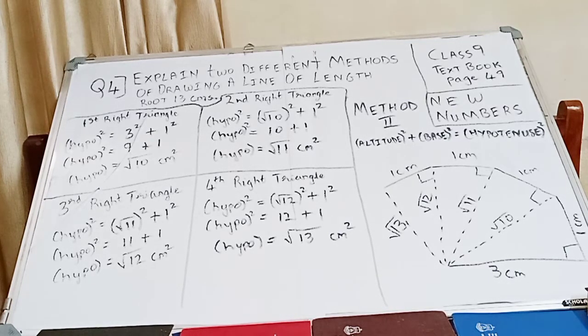Firstly we had drawn how we can draw root 13 centimeter. Now we will be taking the second method. Second method is split into four triangles, you can see this triangle. This is the first triangle wherein the hypotenuse is root 10. This is the second triangle where the hypotenuse is root 11. This is the third right angle triangle, where the hypotenuse is root 12. Then we have the fourth and final right angle triangle wherein the hypotenuse is root 13.